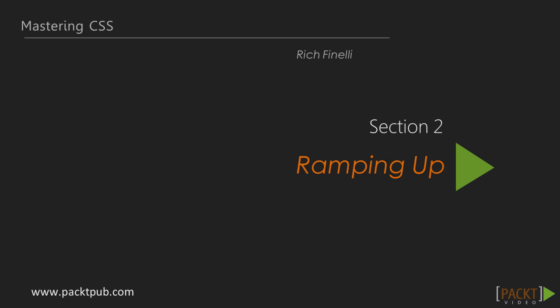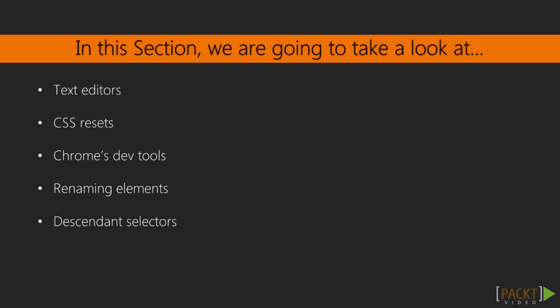So in order to code great websites, we need to ramp up and learn about the things that will help us be better developers. In this section, we're going to look at text editors that speed up our workflow, CSS resets that reset the default browser styling down to nothing, the built-in browser developer tools to help us troubleshoot our code. Then we're going to look at renaming elements with classes and IDs, as well as qualifying our selectors by using descendant selectors. We'll start with text editors.